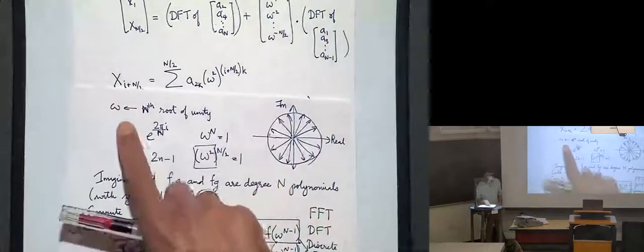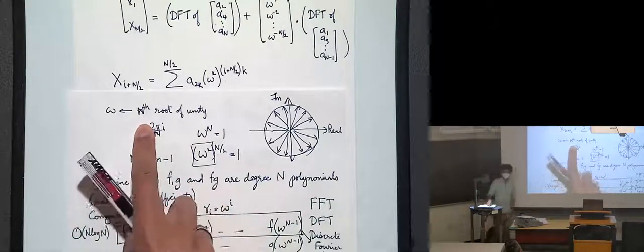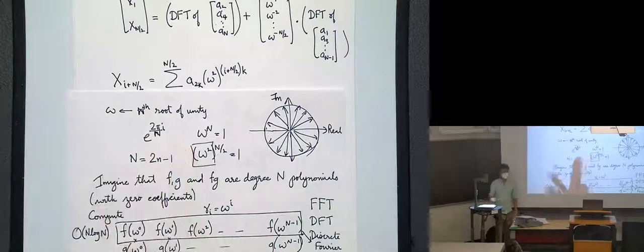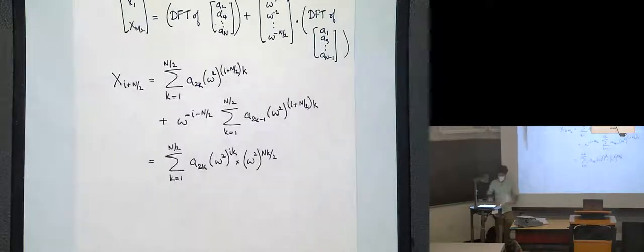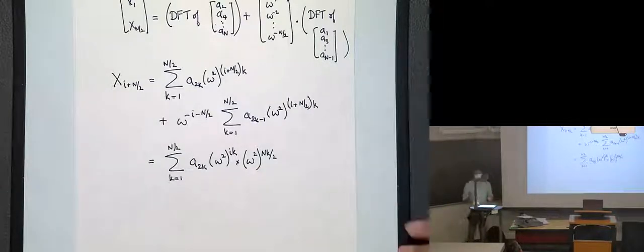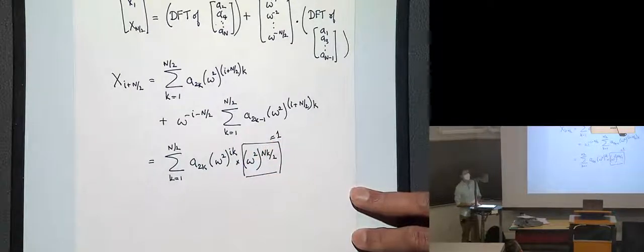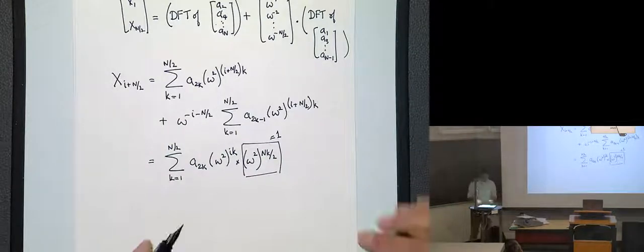What is omega? The nth root of unity. What is omega to the power n? It's 1, right? That's what we chose omega so that omega to the power n is 1, which means magically this thing is just 1. Because omega square is an n over 2th root of unity. So this thing is just 1. And you magically get back the same thing that you wanted. You get the half DFT, and then we look at the next one.